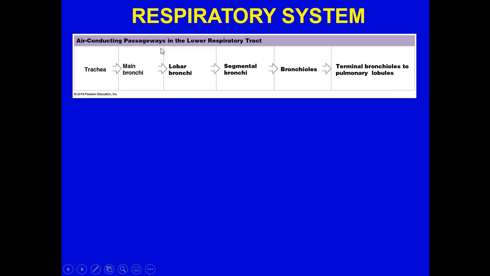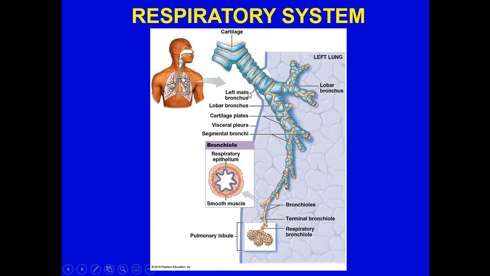Now, the air conducting passageways in the lower respiratory tract go from trachea to main bronchi, lobar bronchi, segmental bronchi, bronchioles, and then the terminal bronchioles to the pulmonary lobules. As we can see here, of course, is the carina. We go into the main bronchus, the lobar bronchus, and you notice now instead of having rings, you have what they call cartilaginous plates. You have the visceral pleura here. You enter into the left lung. You get down to the segmental bronchi until you get eventually to the bronchioles.